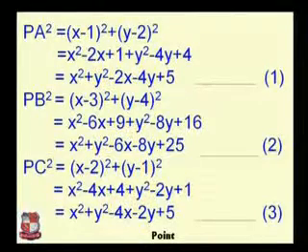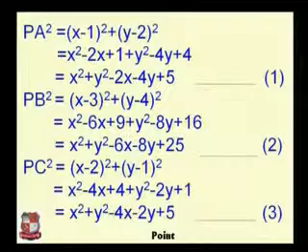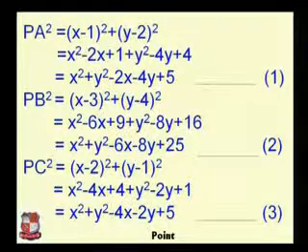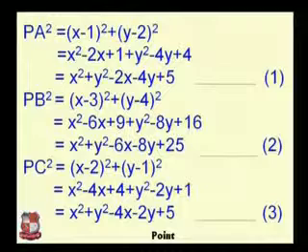Now we find PC square. It is equivalent to (x minus 2) square plus (y minus 1) square. Now (x minus 2) square is equivalent to x square minus 4x plus 4. Now simplification of (y minus 1) square: y square minus 2y plus 1. So it is equivalent to x square plus y square minus 4x minus 2y, and 4 plus 1 is 5. Now we call this equation number 3.